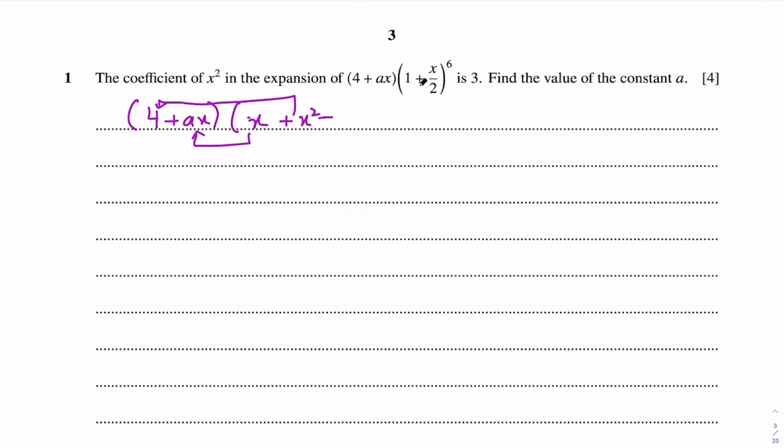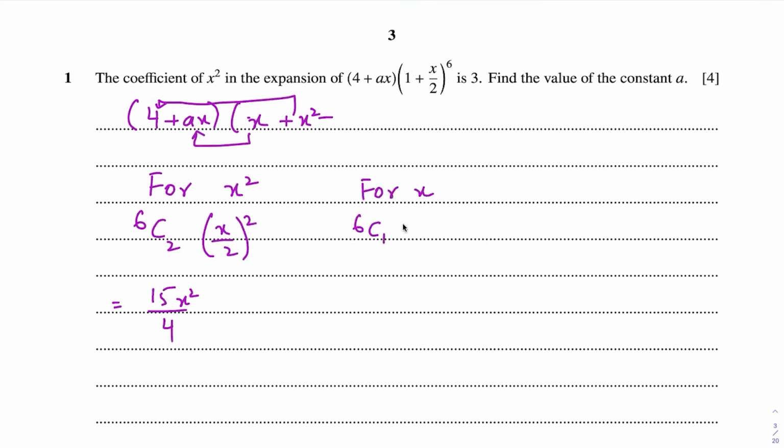So for the expansion of (1 + x/2) to the power 6, for the coefficient of x squared, we'll write 6C2, b to the power, which is b is x/2 to the power 2. So we know that 6C2 is 15, and this will become x squared upon 4. And for the coefficient of x, we'll get 6C1 (x/2) to the power 1. So this will become 6/2, which is 3x.